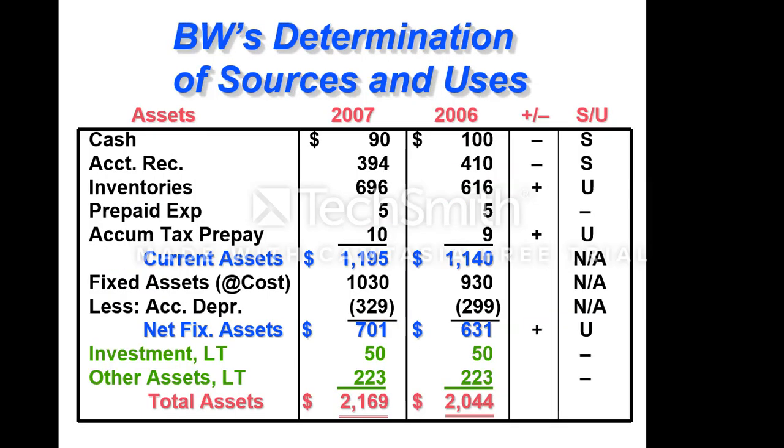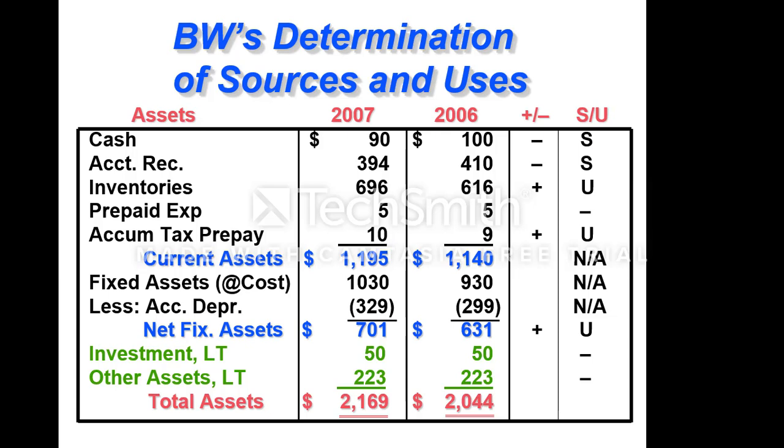We will see the formulation of the flow of funds statement using this example. This example shows the balance sheet of a company and compares the balance sheet between two years. At first, we can see that cash has decreased from 100 to 19 in 2007. We will consider it a source because whenever an asset decreases, it is considered a source. Inventories have increased and we will consider it a use. There is no change in prepaid expenses, and accumulated tax prepaid has increased and we will consider it a use of funds.